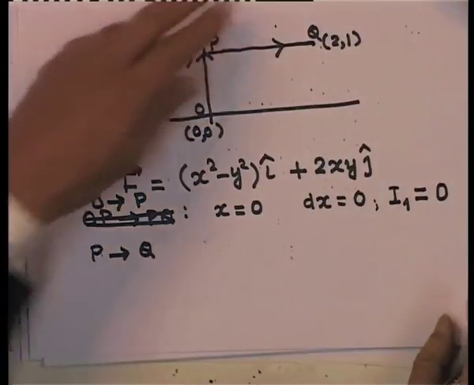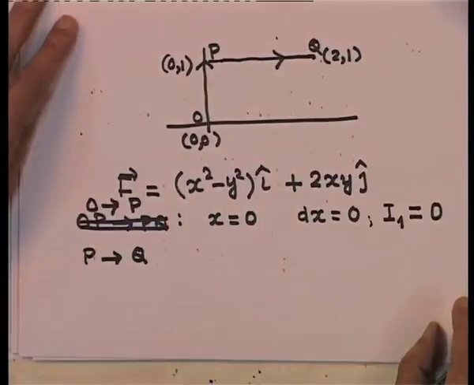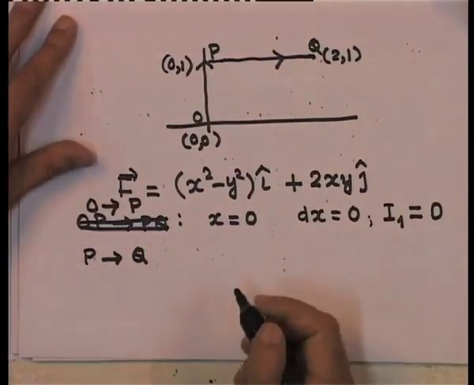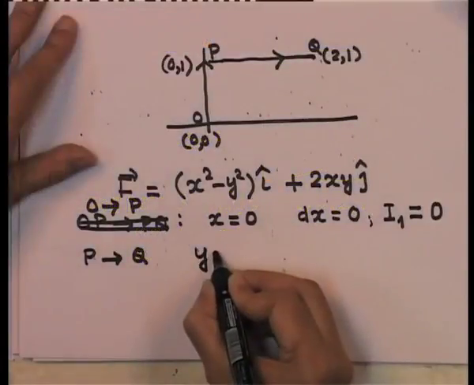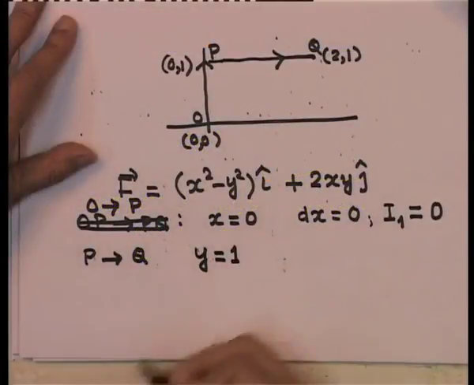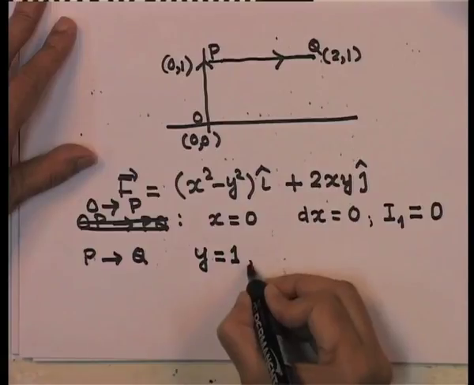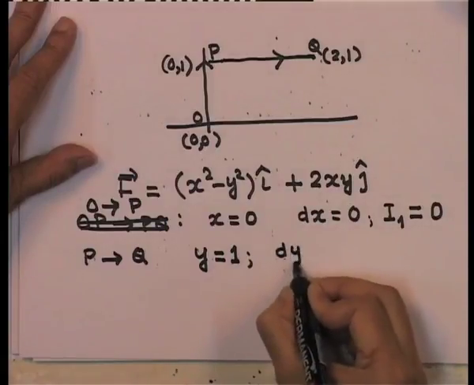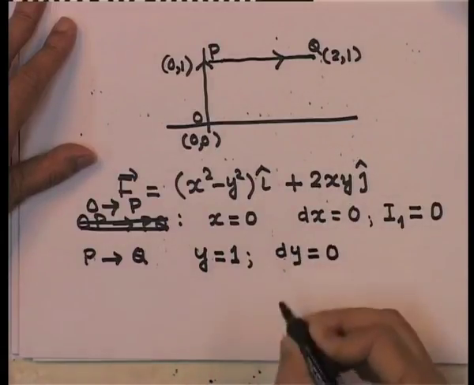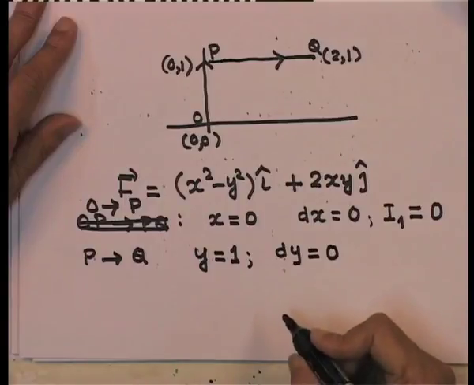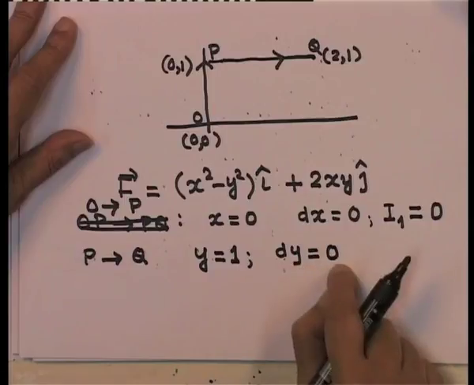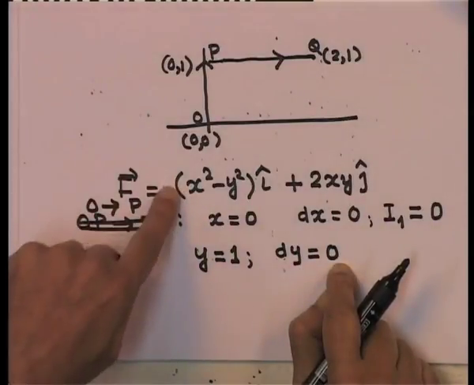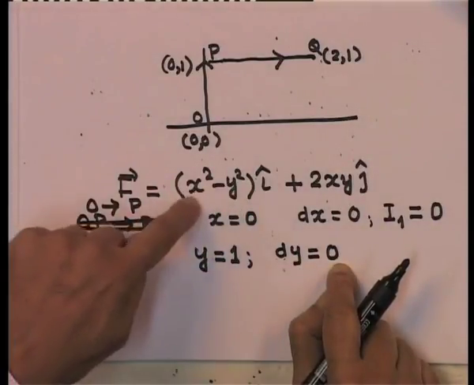Now, when I go from P to Q, on the P to Q, my value of y remains constant, y is equal to 1. Now, once y is equal to 1, dy of course becomes equal to 0, because constants have differentiation equal to 0. So, since dy is equal to 0, I am only going to have to compute f x dx.